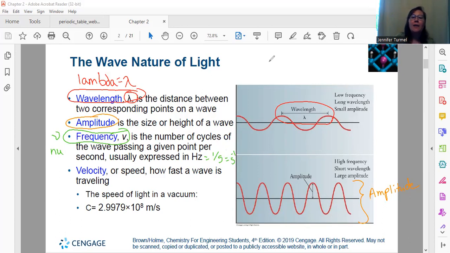Okay, and then the last thing that we're going to have in there is that the speed of light in a vacuum, or C, is 2.9979 times 10 to the 8th meters per second. And we're going to actually be using that speed for all of our electromagnetic radiation, not just the visible light spectrum that you think about.